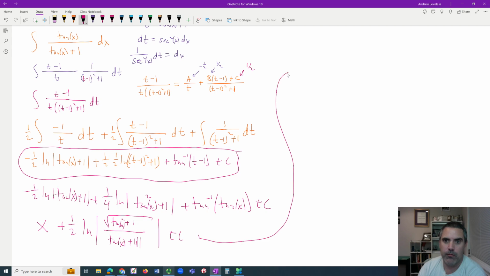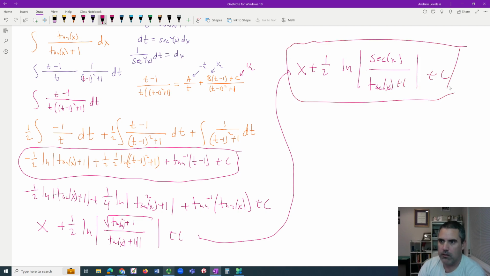Could that be right? So is this x plus 1/2 the log of secant x over tangent x plus 1 plus c? Could it really be that nice? Let's give Wolfram Alpha a try here. See what it says.